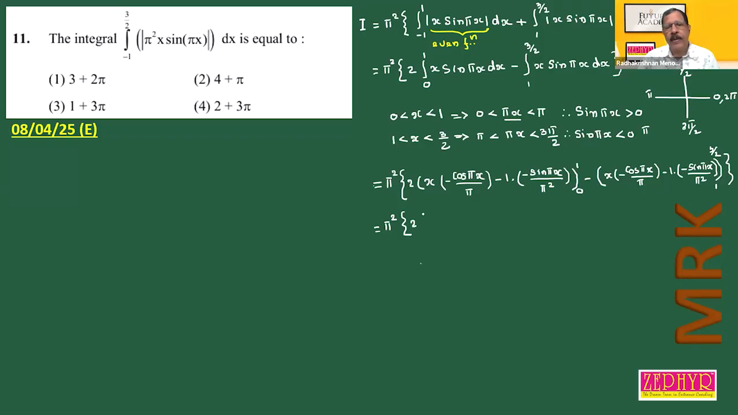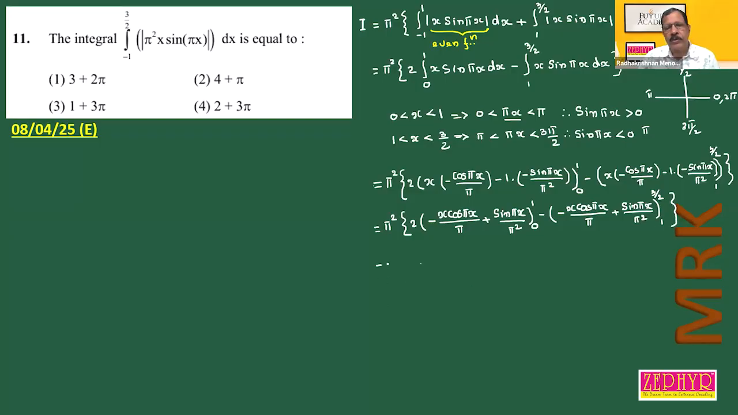2 into bracket minus x cos pi x divided by pi, then plus sin pi x divided by pi square, between 0 and 1, minus x cos pi x divided by pi, then plus sin pi x divided by pi square. But the limit is 1, 3/2.